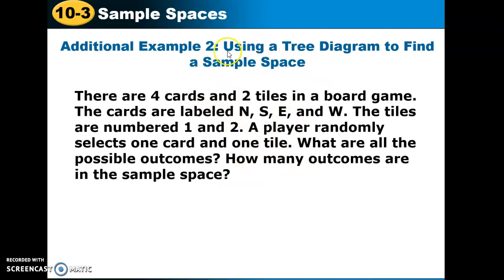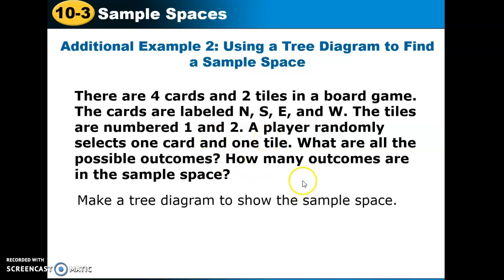Now the other way we can do this is to use a tree diagram. So if we have 4 cards and 2 tiles in a board game, I want to find all the different outcomes I might have. The cards are labeled north, south, east, and west, and the tiles are labeled 1 and 2. So you're going to pick 1 card and 1 tile. And with that, we're trying to find out the different outcomes.